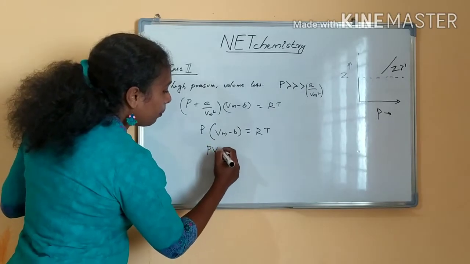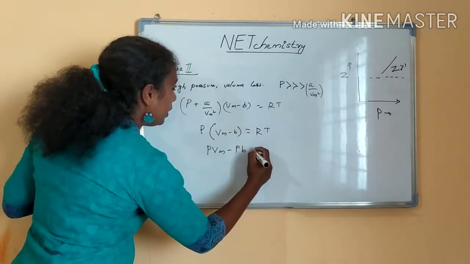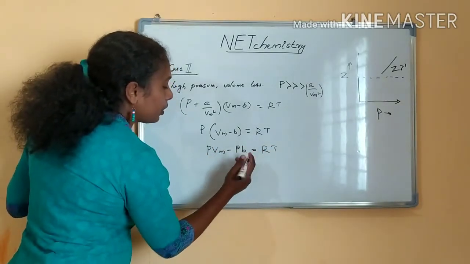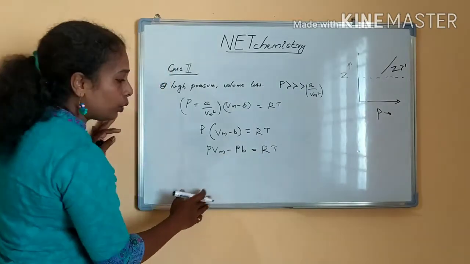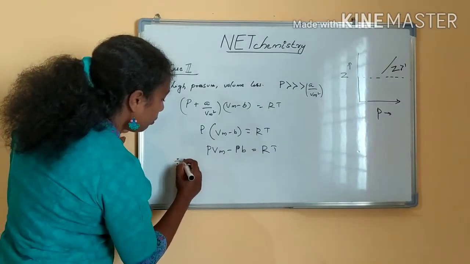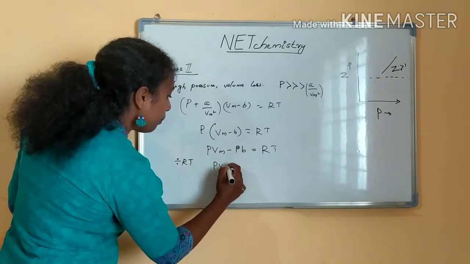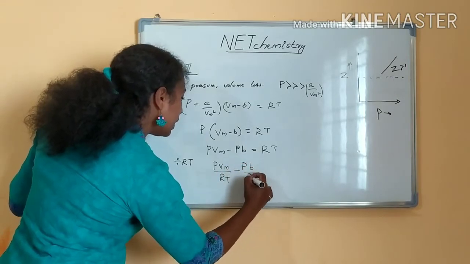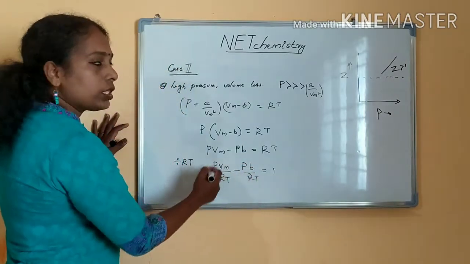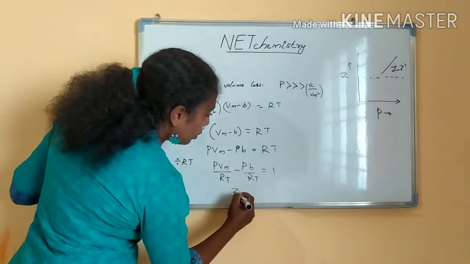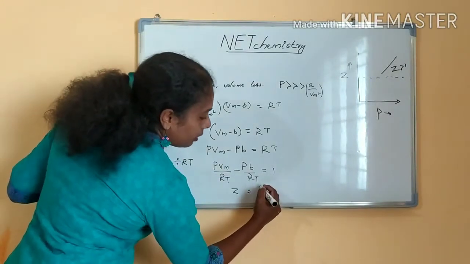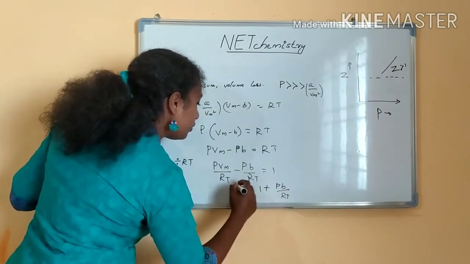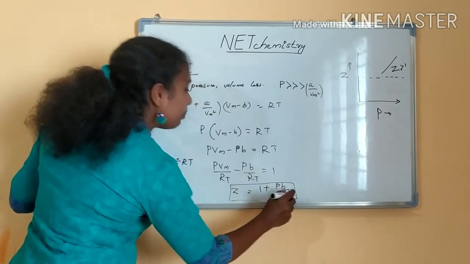Now what will happen? PV_m minus Pb equal to RT. This is not lead, okay. P is pressure. PV_m minus Pb equal to RT you are getting. So I am dividing throughout by RT. So what you will be getting? PV_m by RT minus Pb by RT equal to 1, right? What is PV_m by RT? PV_m by RT is equal to Z. Z equal to, taking that side, 1 plus Pb by RT, right? So Z equal to 1 plus Pb by RT you got.